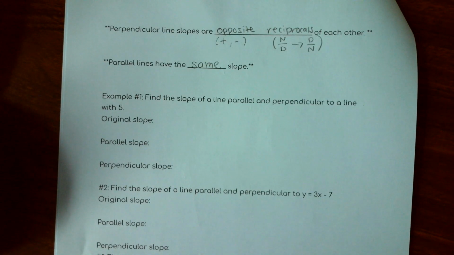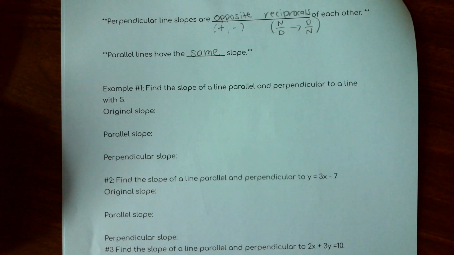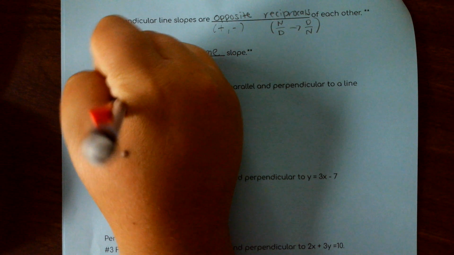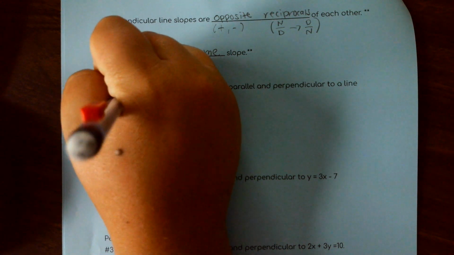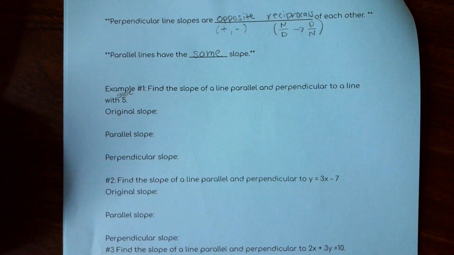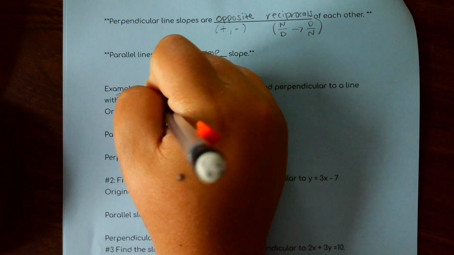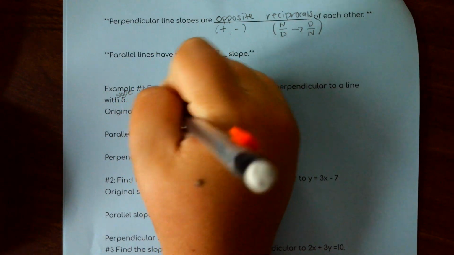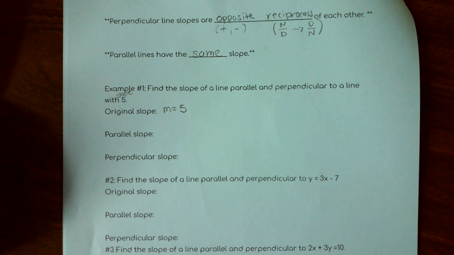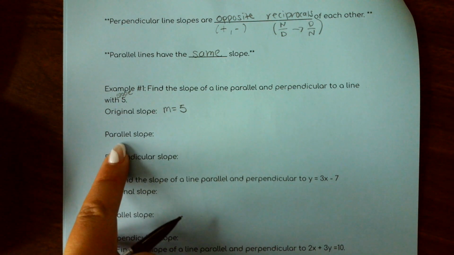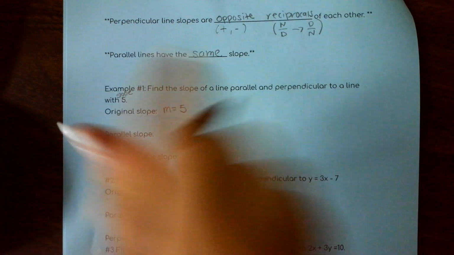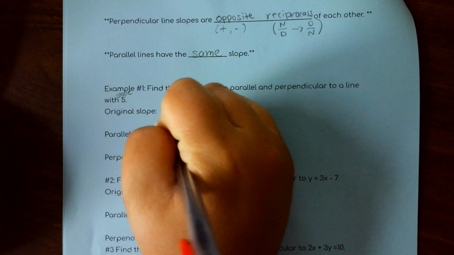Alright, so let's look at example 1. Find the slope of a line parallel and perpendicular to a line with, this should say, with slope 5. Sorry, I forgot a word there. So the original slope is 5. M is the letter that we use to represent slope. So M equals 5. That means our slope is 5. Parallel slope is going to be the exact same. So slope is 5.